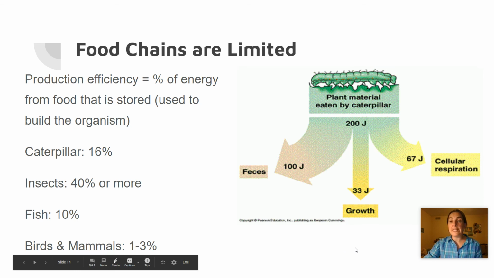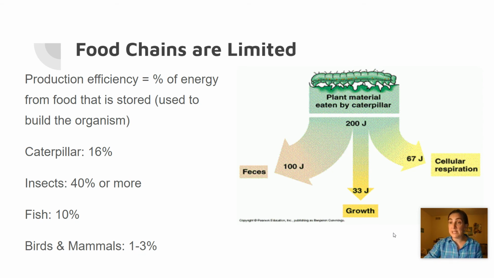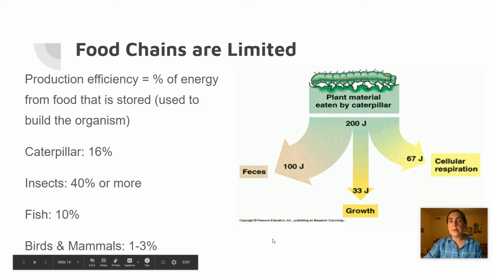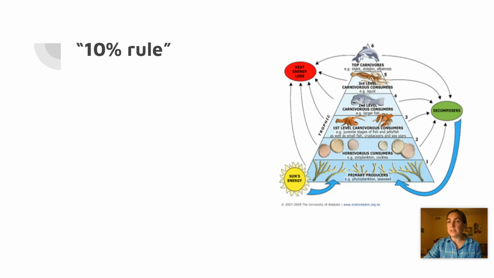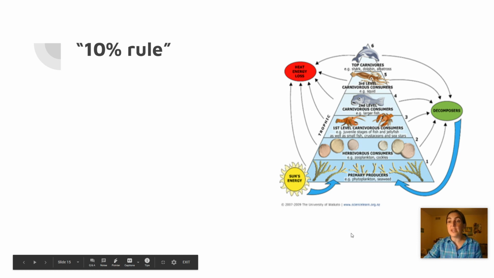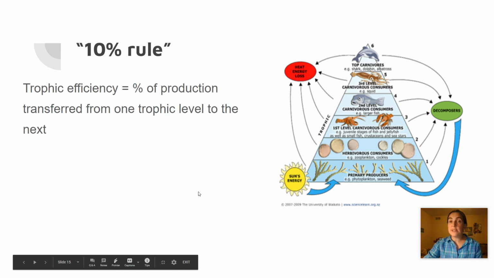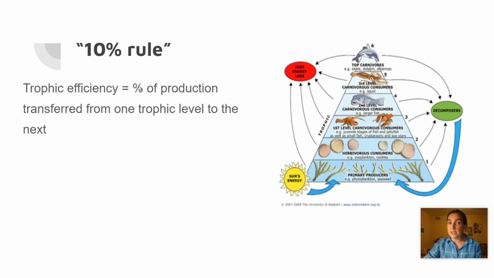When we think about an entire trophic level, like all of the caterpillars and other herbivores that are eating those plants, this number changes a little bit. So you probably thought yesterday when we looked at this diagram about the 10% rule, I think we might have mentioned that yesterday. The 10% rule is not talking about specific organisms. It's talking about entire trophic levels. So this is something called trophic efficiency. This is the percent of production that's transferred from one trophic level, from the entire level, up to the next.